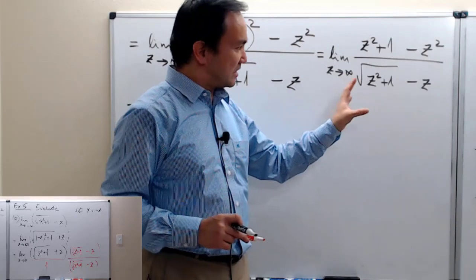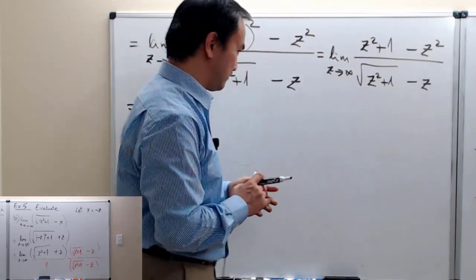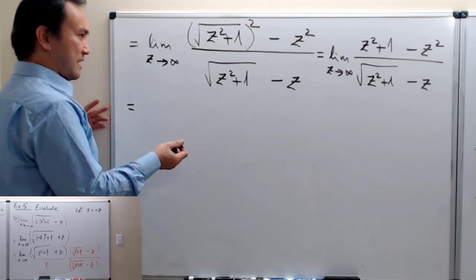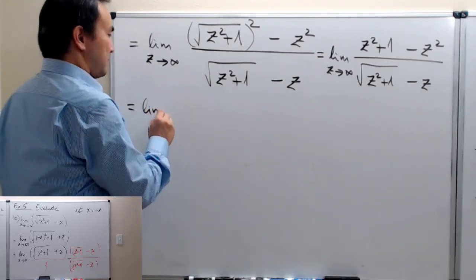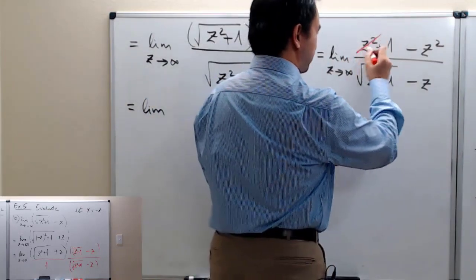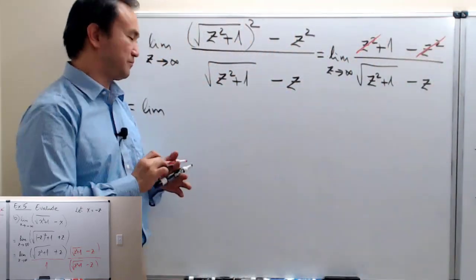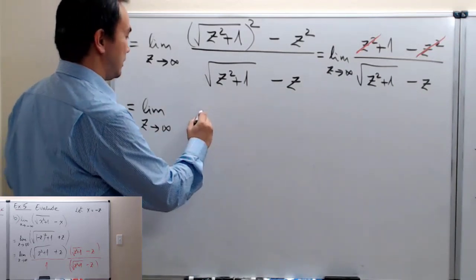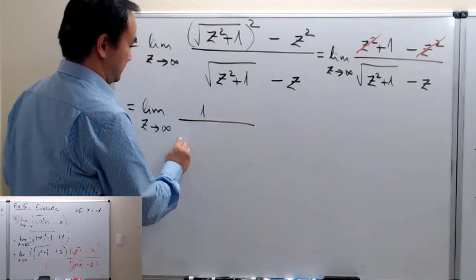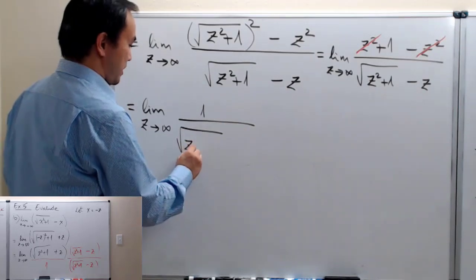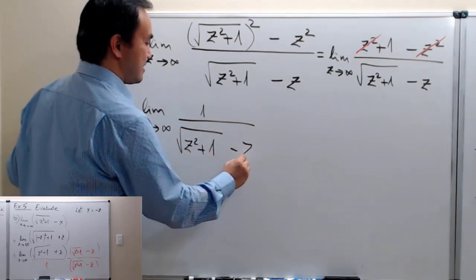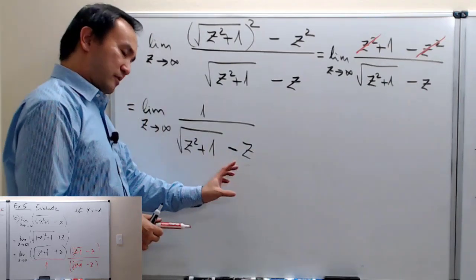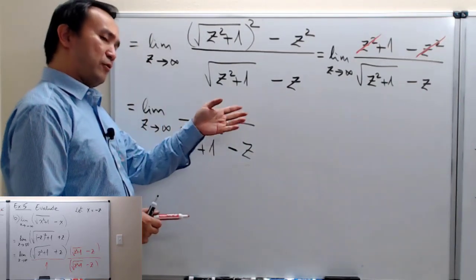But at this point, let me stay really close with that technique we've learned previously, and then you will understand what technique that is. So now, one more step, I'm canceling out that z squared term. So z going to positive infinity, and here we're looking at 1 over the square root of z squared plus 1 minus z.